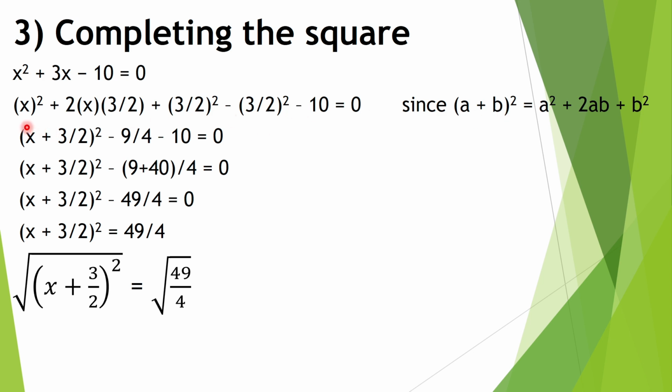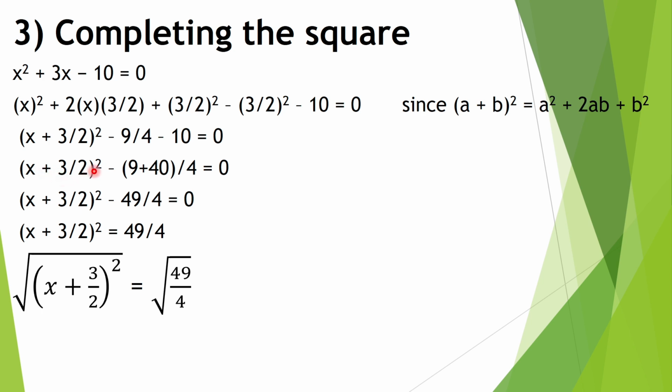So what is a over here? a is equal to x, and what is b over here? This is b. So a plus b whole squared. So we will close this formula. From here, this equation is in the form of this, and we will have to convert this in the form of this. So we convert this equation in the form of x plus 3 divided by 2 whole squared, and this will become 9 divided by 4 minus 10 equal to 0.